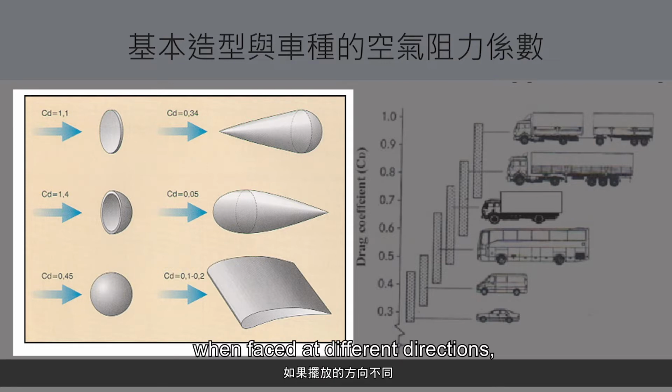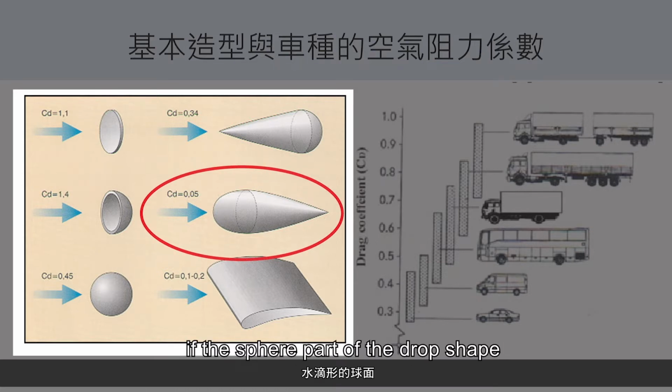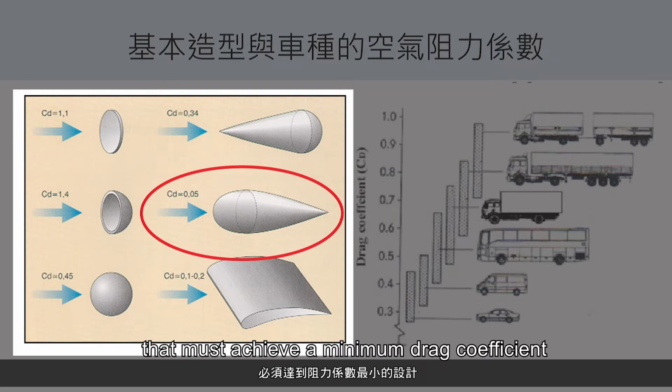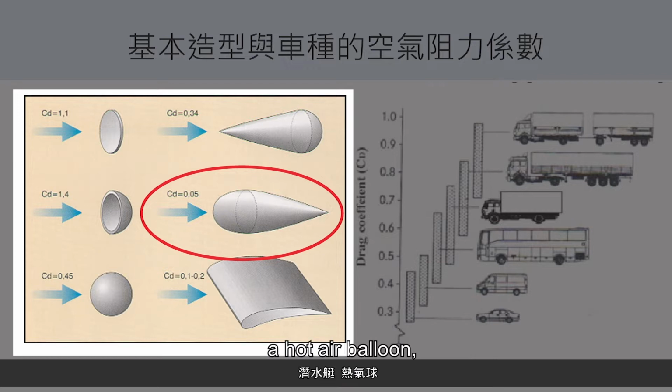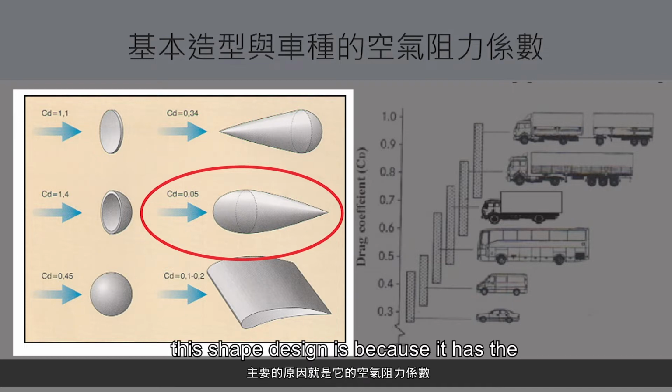But this shape, when faced at different directions, its drag coefficient will also be different. From this graph, we can see that if the sphere part of the drop shape is faced windward, its drag coefficient can achieve the lowest value among all shapes. Many fluid mechanics related designs that must achieve a minimum drag coefficient are often designed in the shape of a drop, such as a submarine, a hot air balloon, or solar-powered or fuel-efficient cars that must save energy yet remain fast. They are all designed in the shape of a drop. The main reason for this shape design is because it has the lowest drag coefficient among all shapes.